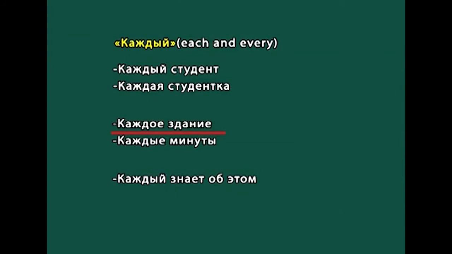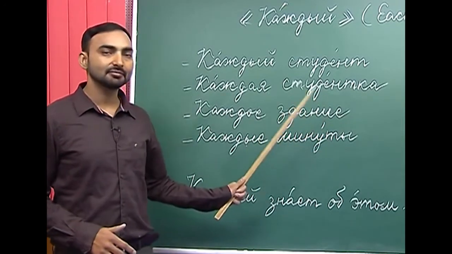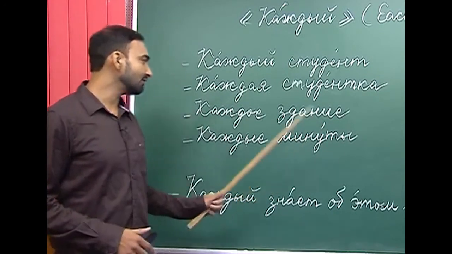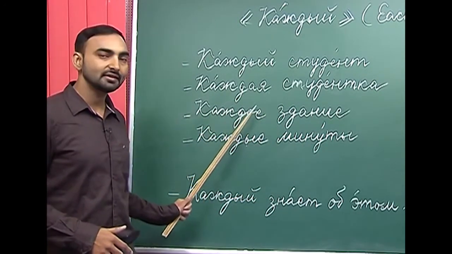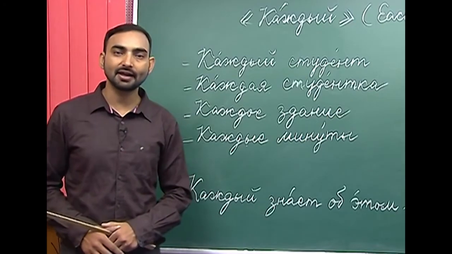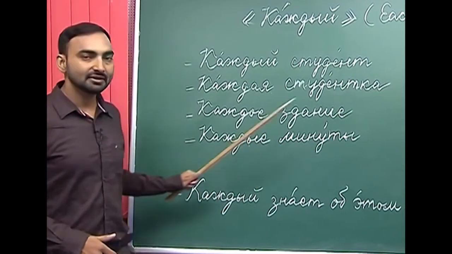Kashtaya zdanie, every building. Zdanie is building. Here zdanie is a neuter gender noun, that is why we have used kashtaya with o and ye. Now the fourth form is plural. Kashtiye minuti. Minuta is minute. Minuti, minutes. Every minute.